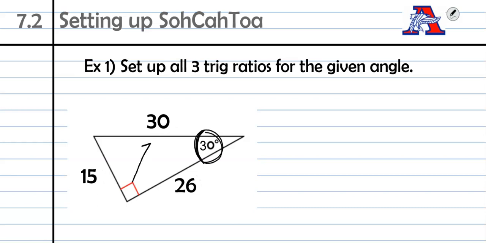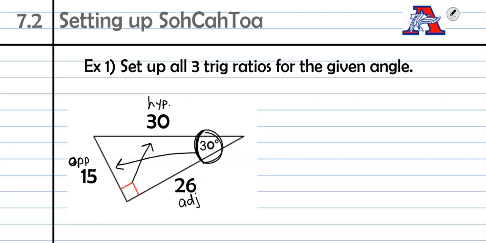So first thing is the hypotenuse. That's going to be up here. Across from it, I do the same thing every time. Across is opposite. I sort of wrote op. And then next to it is our adjacent side.